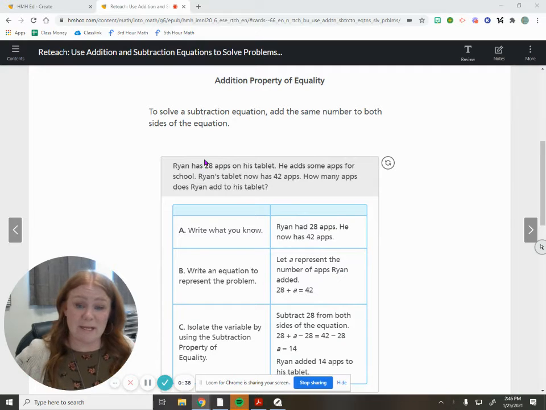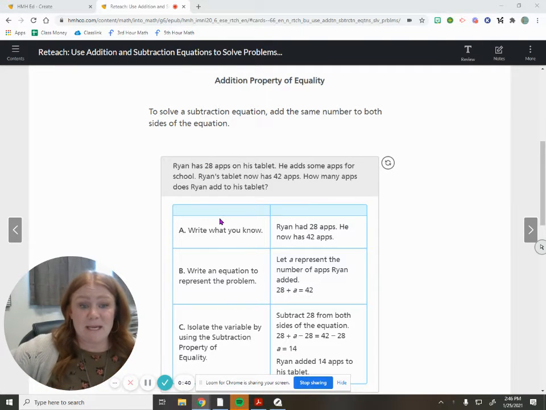So Ryan has 28 apps on his tablet. He adds some apps for school. Ryan's tablet now has 42. So he had 28, now he has 42. So A is going to be the apps that he added on. So he had 28, he added on some amount and ended up with 42.